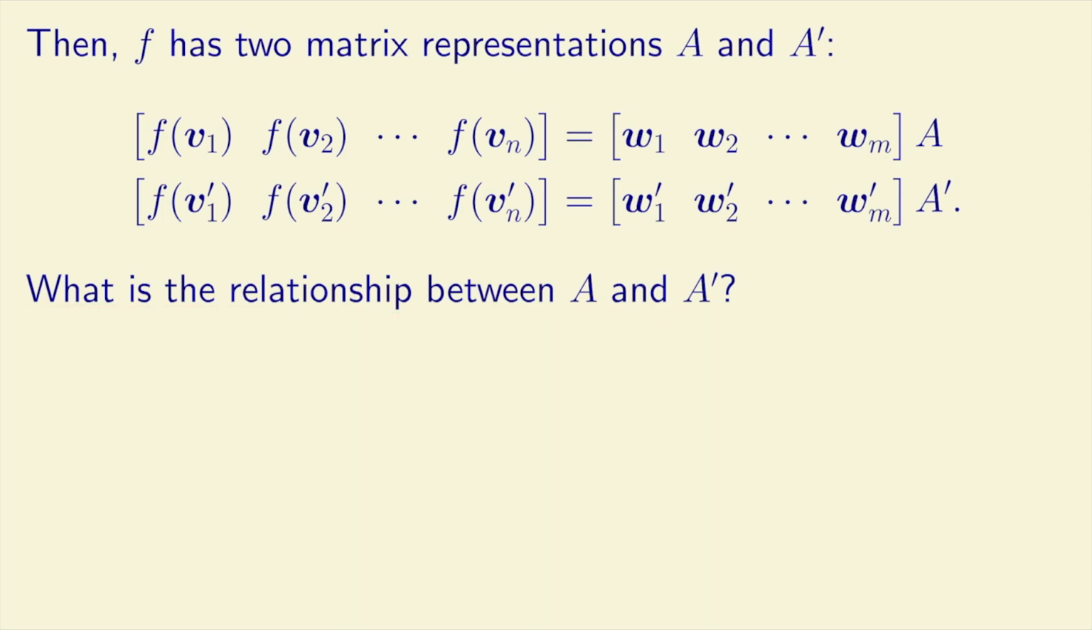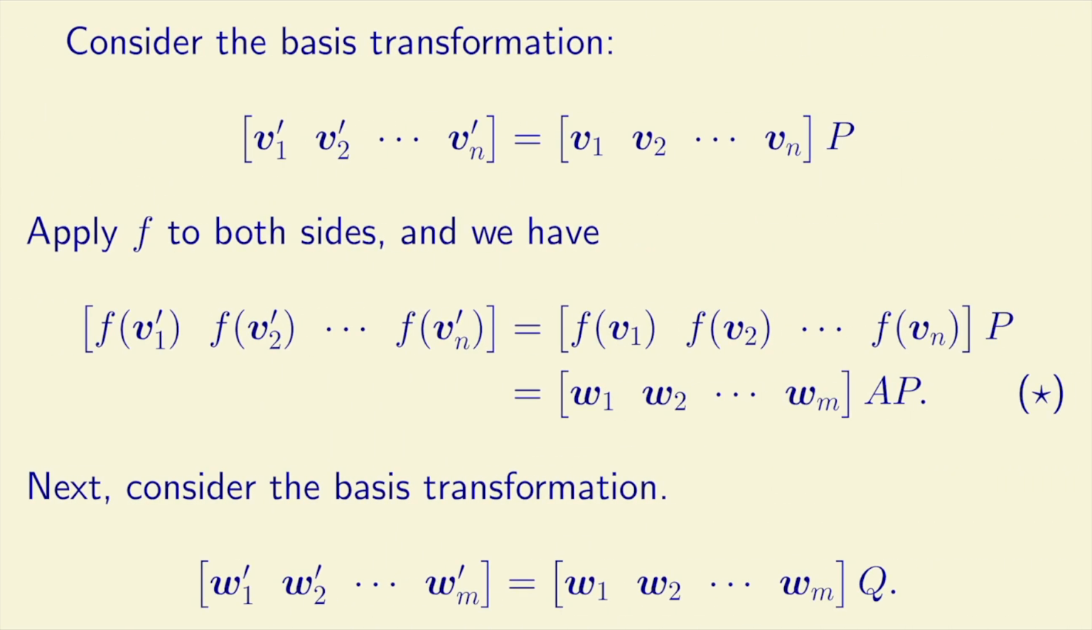Let's follow the notes. First, we consider the basis transformation for V. (V'1, V'2, ..., V'n) equals (V1, V2, ..., Vn) P. We apply F to both sides. (F(V'1), ..., F(V'n)) equals (F(V1), ..., F(Vn)) P. And we know that (F(V1), ..., F(Vn)) is equal to (W1, W2, ..., Wm) A. So we can substitute that in. (F(V'1), ..., F(V'n)) equals (W1, ..., Wm) AP. The notes call this equation star.